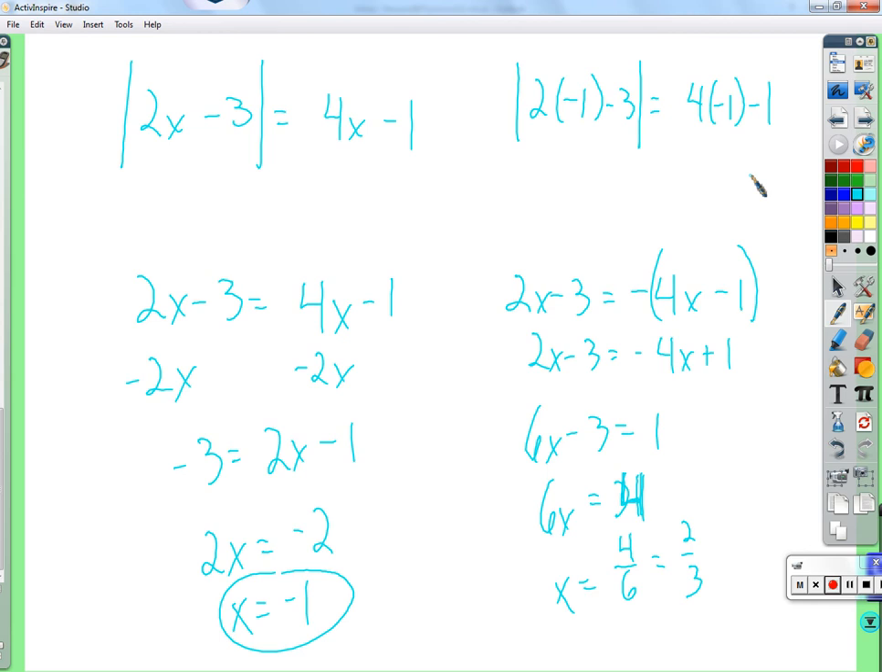Because this will be negative. We're going to subtract a 1. Yeah, so you can't have a negative absolute value. You can't take the absolute value of something and wind up with a negative. This side's going to be negative 5.